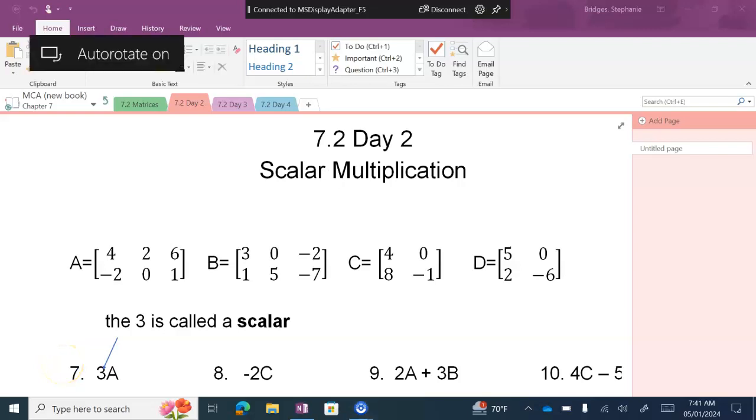Okay, so we have our four matrices that we're going to use. And again, we're going to do scalar multiplication, which is just where we take a number and multiply it by a matrix. There are no rules for that. You can just take that number and multiply it by every term in that matrix.